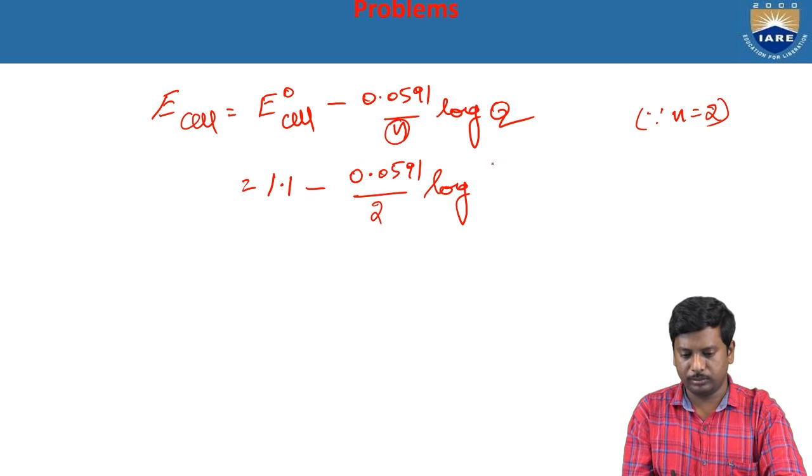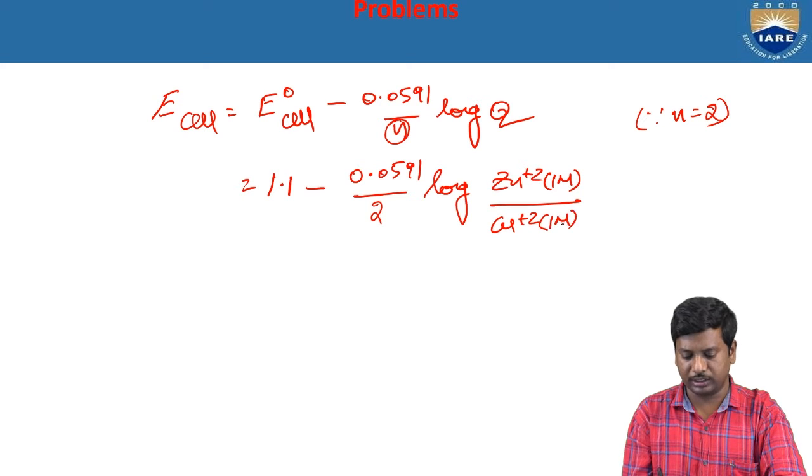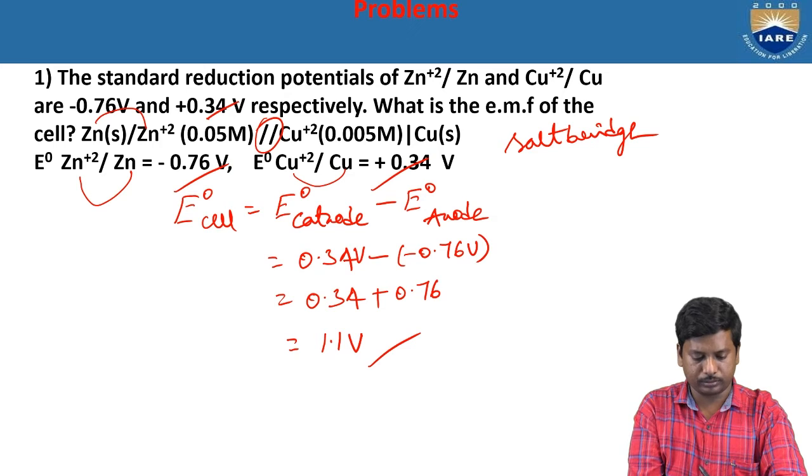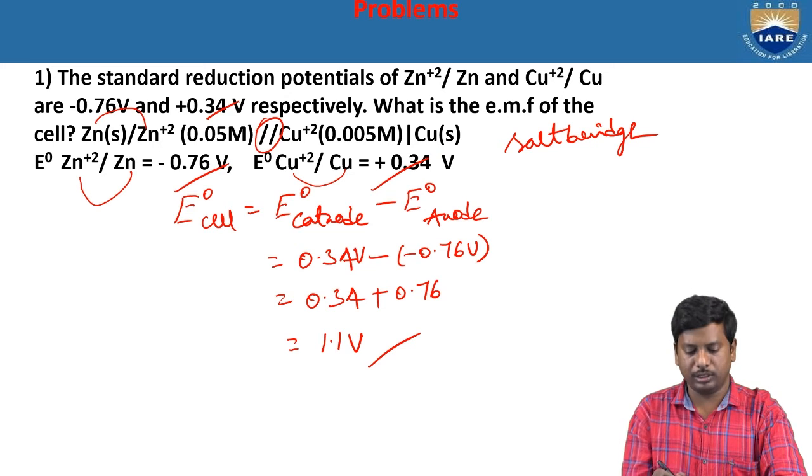So that means zinc plus 2 is present in 1 molar concentration, and again the reactant copper plus 2 is present in 1 molar concentration. As per the given data, zinc plus 2 is present in 0.05 molar, and copper plus 2 is present in 0.005 molar.